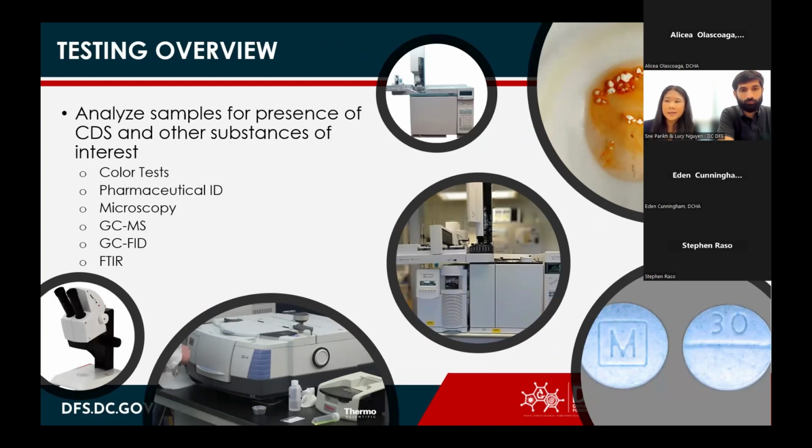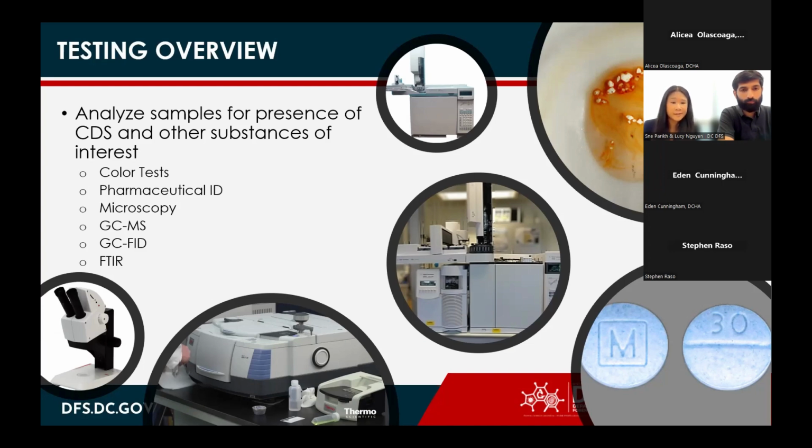That includes things like cutting agents, adulterants, precursors, byproducts, or any other additives. And so the types of tests we perform are listed here in this slide. We have our presumptive tests, which are the non-specific tests. That includes color tests, which may be known to you as typically field tests that are performed by law enforcement in the field when they collect these samples.